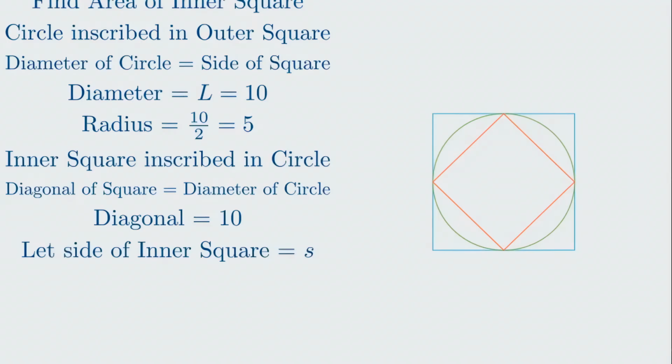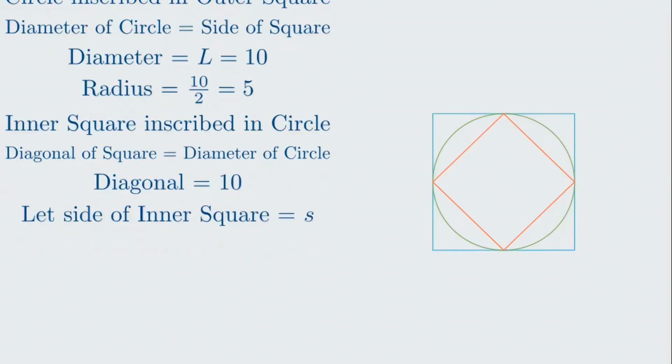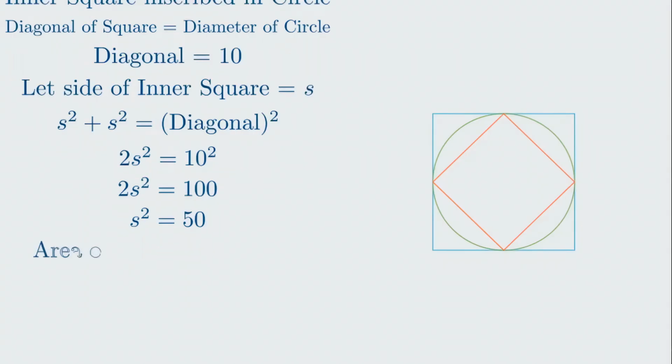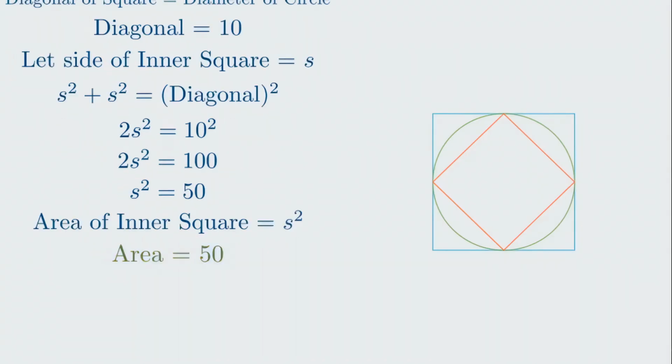Let's call the side length of this inner square s. The diagonal, along with 2 sides of the square, forms a right-angled triangle. We can use the Pythagorean theorem to find the relationship between the side and the diagonal. By the Pythagorean theorem, s squared plus s squared equals the diagonal squared. Substituting the diagonal value, we get 2s squared equals 100. Dividing by 2, we find that s squared is 50. The question asks for the area of the inner square. The area of a square is its side length squared, which is s squared. We just calculated that s squared is 50, so the area of the inner square is 50 square units.